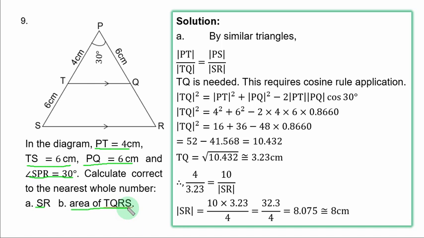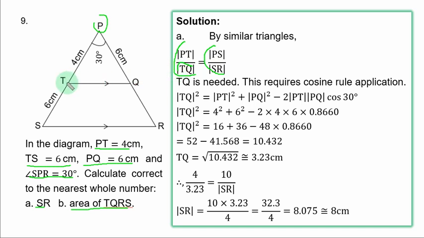Solution. In this diagram, you have two triangles, triangle PTQ and triangle PSR. So by properties of similar triangles, in the first triangle, the ratio of PT to TQ is equal to ratio of PS to SR. We know PT. For us to get SR, because we know PS, we must get TQ.